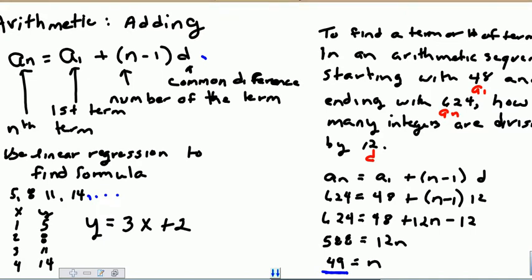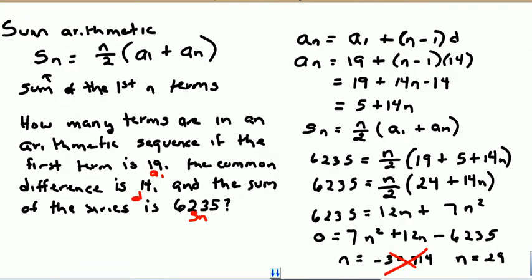Now, there are some other things that we can do. If I want to find the sum of the first n terms of an arithmetic sequence, the formula for that is S sub n is equal to n over 2 times a sub 1 plus a sub n.